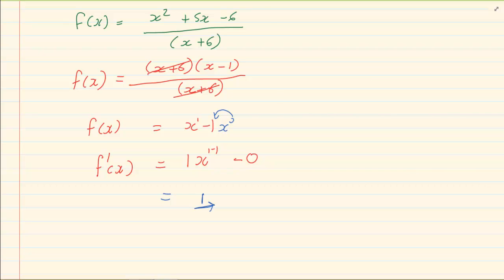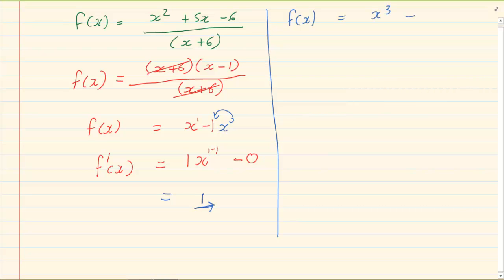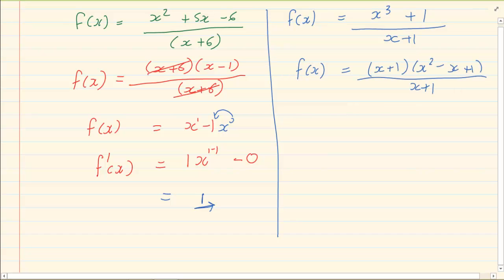Let's try another one. If I give you f of x is equal to x cubed plus 1 all over x plus 1. These you know how to factorize already because you've done it under factor and remainder theorem and factorizing of 3rd degree equations. So if you're not familiar with how to factorize this, go to factorizing 3rd degree equations so you understand how to do this. Now we're going to factorize. So if I factorize it, I have x plus 1 into x squared minus x plus 1. Now the x plus 1 can cancel. So I have f of x is equal to x squared minus x plus 1.